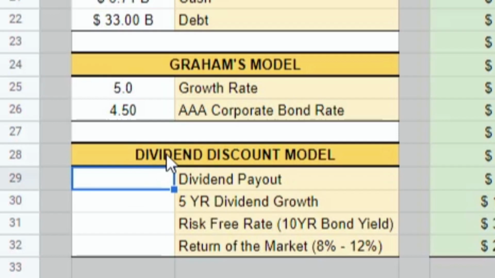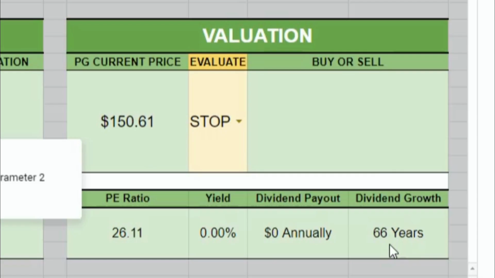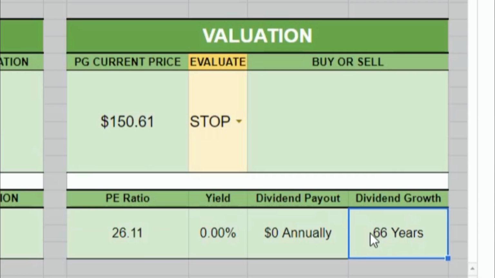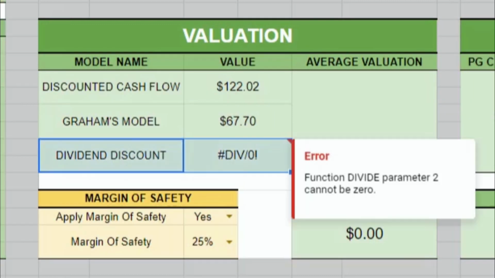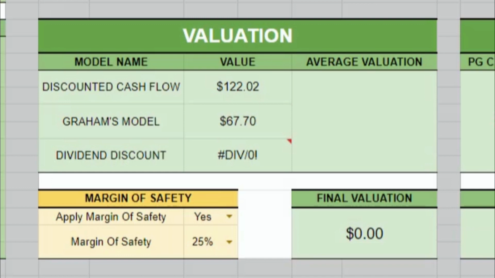$67.70. Now coming to the dividend discount model, and my prediction is that this is going to give us the highest valuation, as we do know that Procter & Gamble has been paying a dividend for 66 years. So this valuation is probably going to be the most suited for a stock like Procter & Gamble.